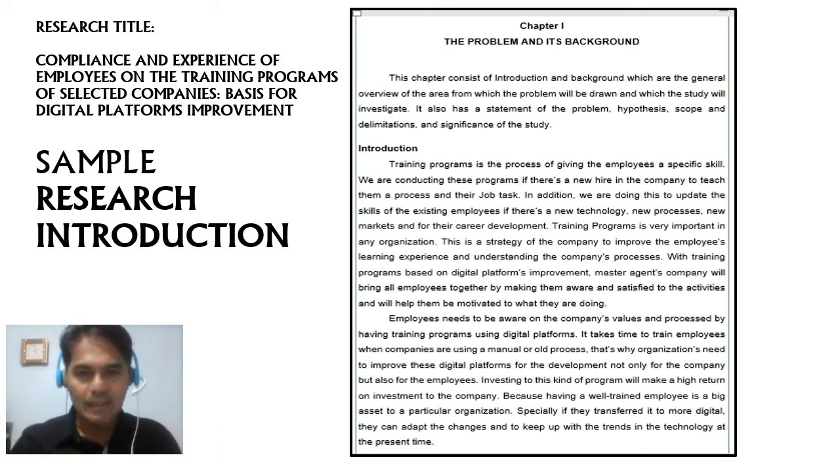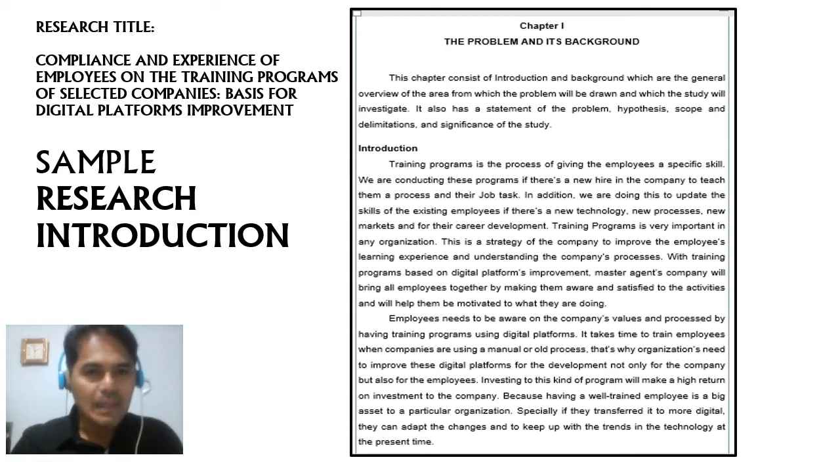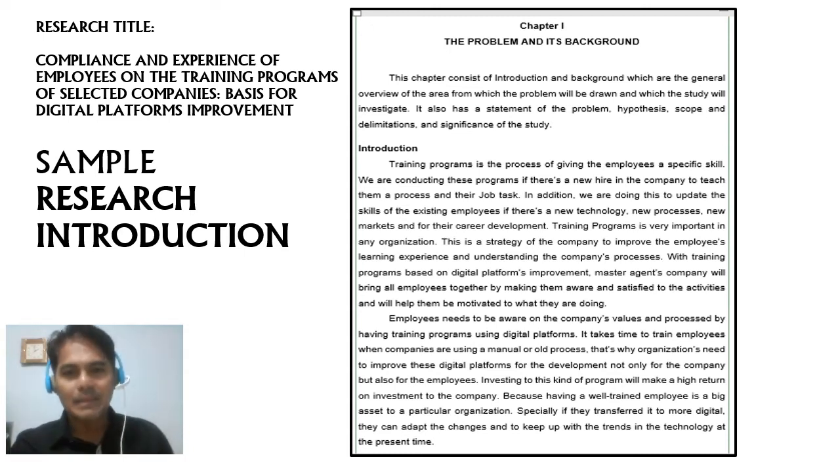Okay, then next to that is, of course, yung first part ng research, which is the introduction. So, yung kanyang topic kasi ay may kinalaman sa training programs. So, that's why yung kanyang unang bagsak ng sinulat is may kinalaman din sa training program. Dito, dinefine niya kung ano yung training program. And the rest of the information followed.